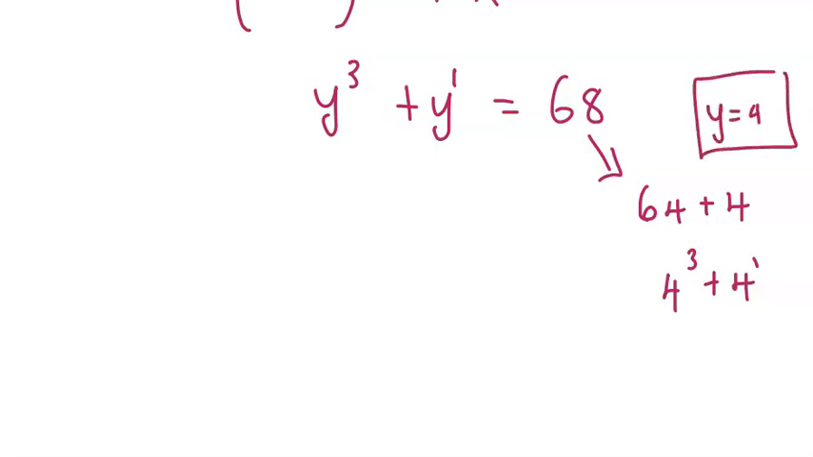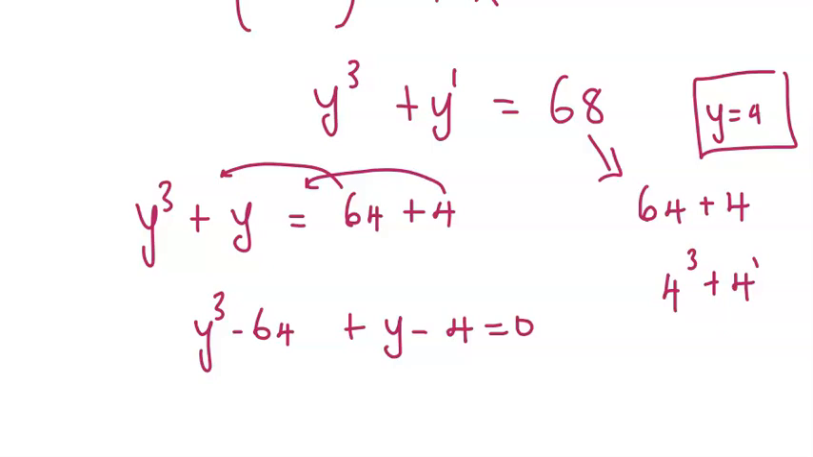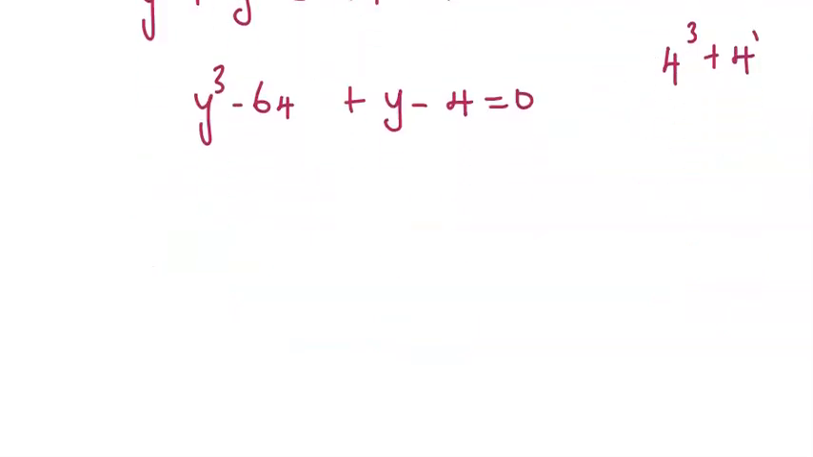But the question here is, do we have more solutions? That is why we need to do something more meaningful, okay? So this is what we're going to do. y³ + y = 64 + 4. Take this to the left-hand side and take this one as well. We get y³ - 64 + y - 4 = 0. So from here, we know this is y³ - 4³, then plus y - 4, equal to 0.